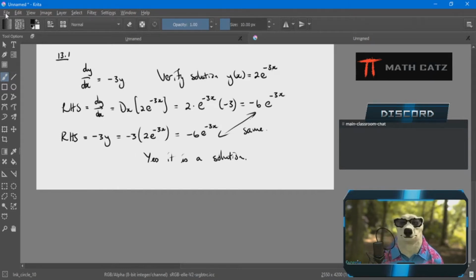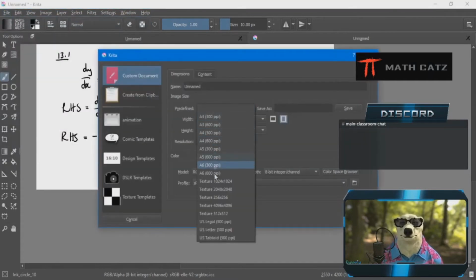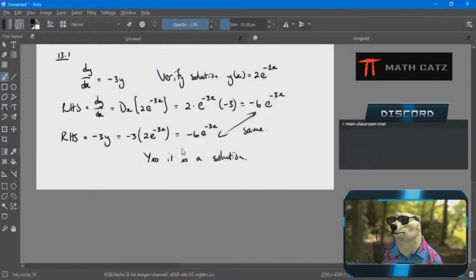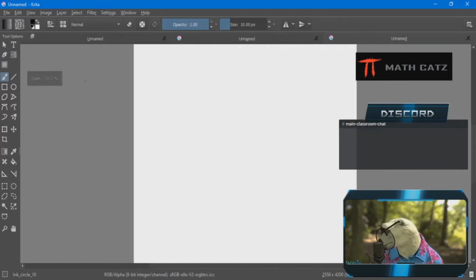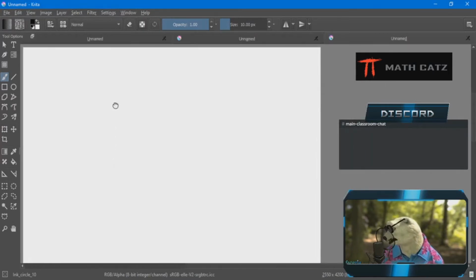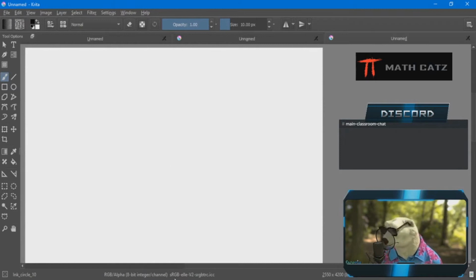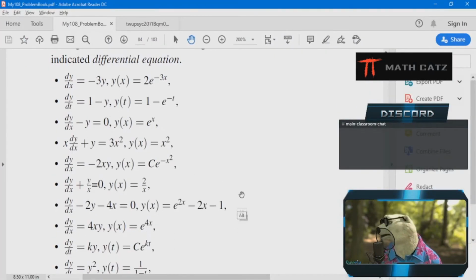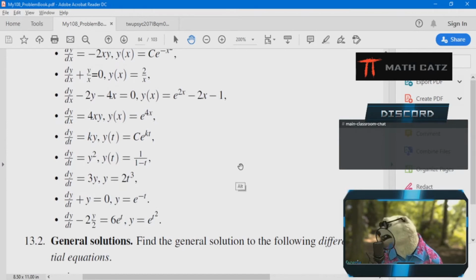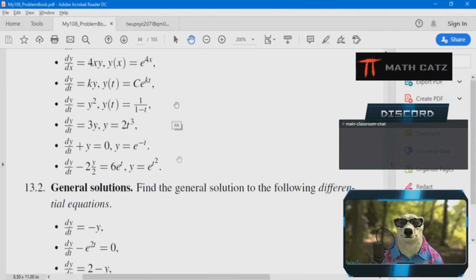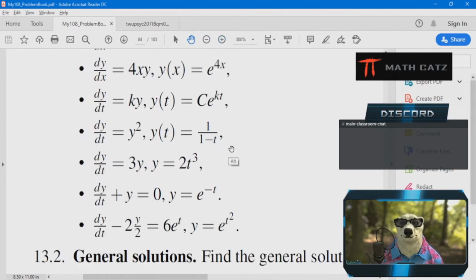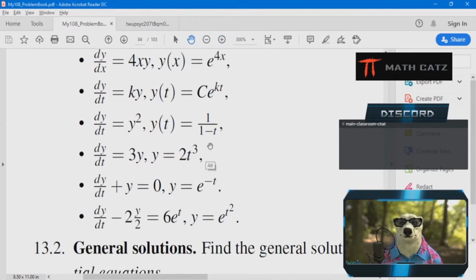All right, let's do one more. And let's look at something a little bit more complicated, perhaps. Not much, but just what should we look at? Let's try this one. Let's zoom in on that one.